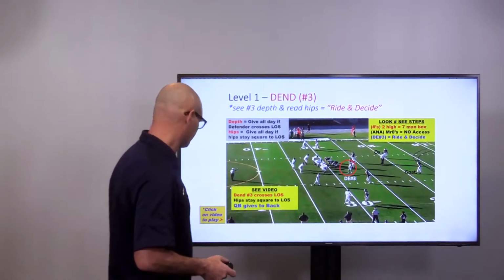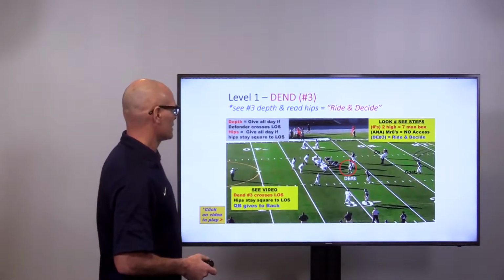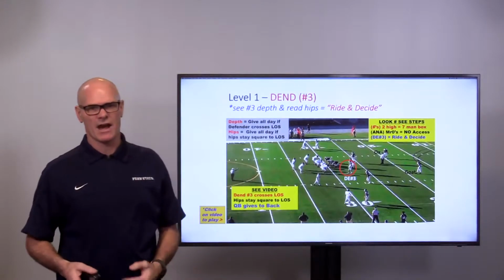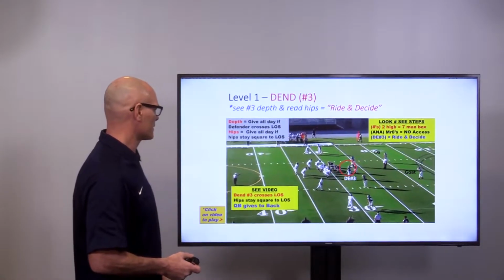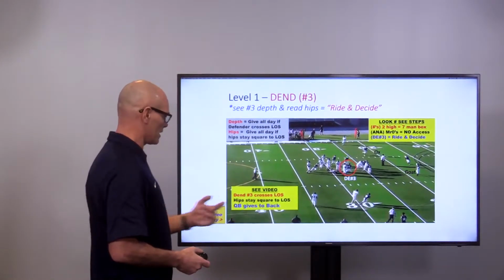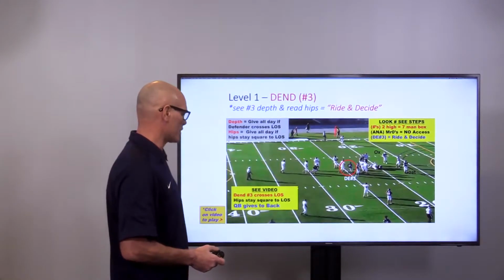You're going to see here his hips stay square to the line of scrimmage, okay? But since he stays square, now we can give the ball all day because he's in no position to go play the running back. So again, defensive end, stays square, he gets upfield. Again, there's your depth. So once he comes across the line of scrimmage, we know we can give it.